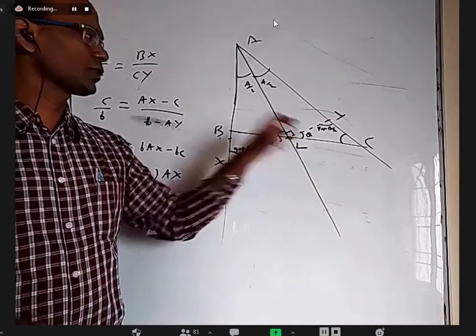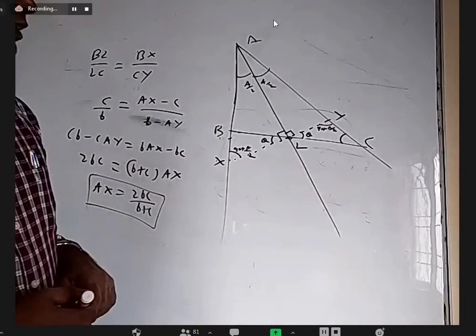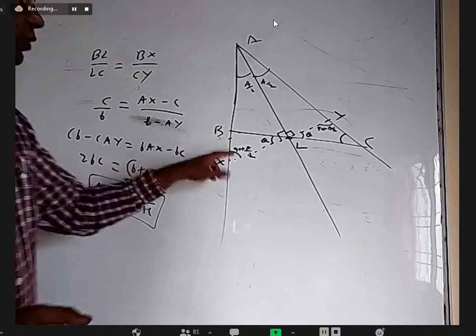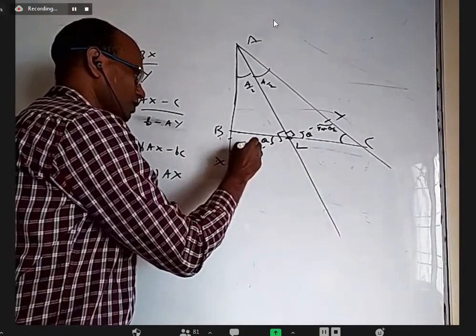These two are vertical opposite angles. This is 90 plus A by 2. How? Not 90 plus A by 2. It's 90 minus A by 2. Oh, that's where it is wrong. Sorry. This is 90 minus A.